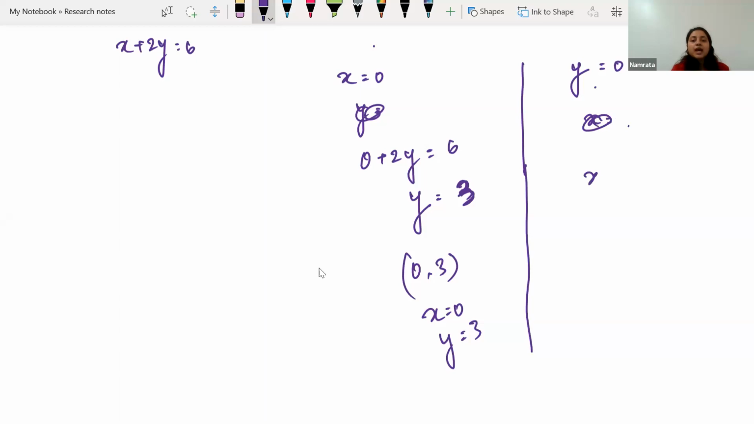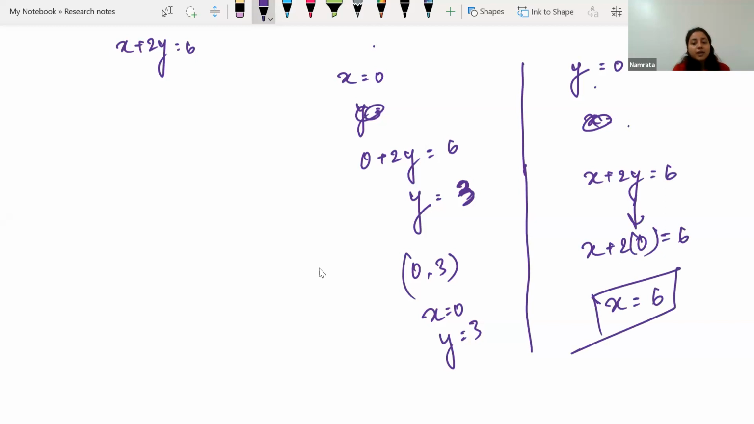So we are having x plus 2y is equal to 6. Take y as 0 and find the x value. So we are getting x as 6. So when y is 0, then x is 6. And if we write it in coordinate form, it will be (6, 0). This is also one of the points. So always take these two solutions.